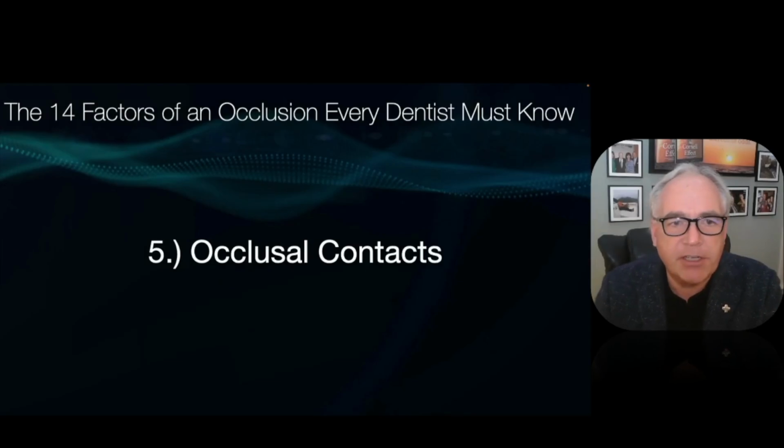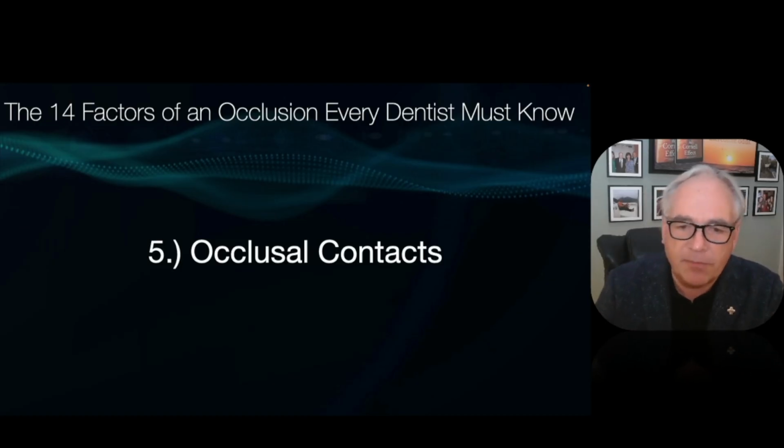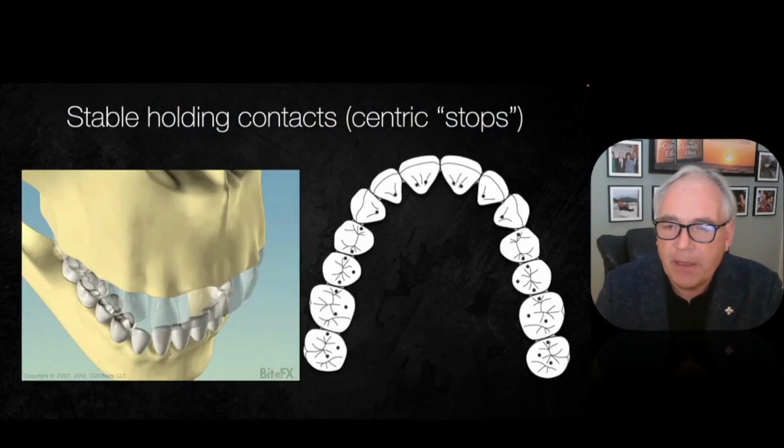Let's continue our discussion of the 14 factors of occlusion that every dentist must know with the fifth factor, which is occlusal contacts. And what I can tell you is we'll talk about contacts. Sometimes we'll use the term stop, occlusal stop, which I'll describe in a second. But when we think about this, I don't want you to have to remember exactly where every cusp should land.